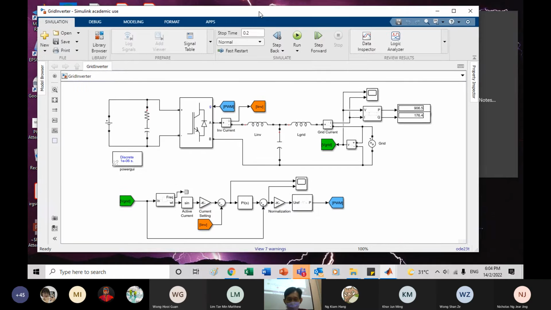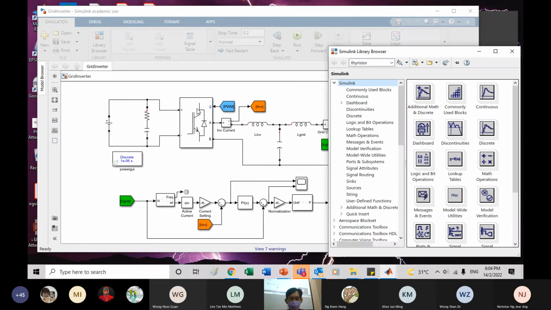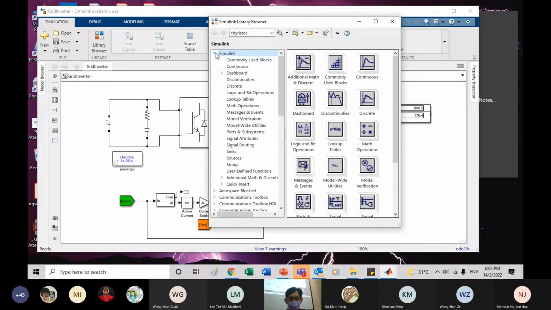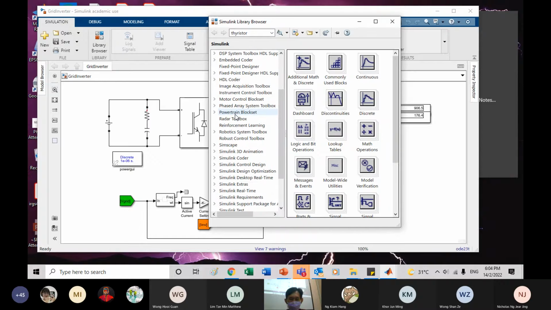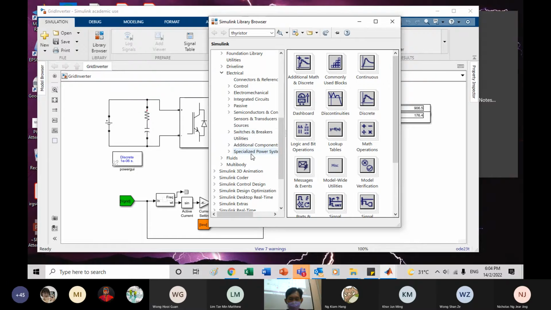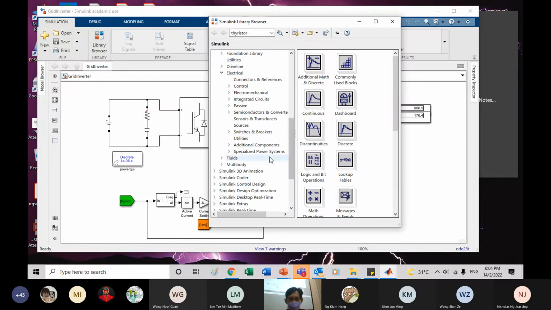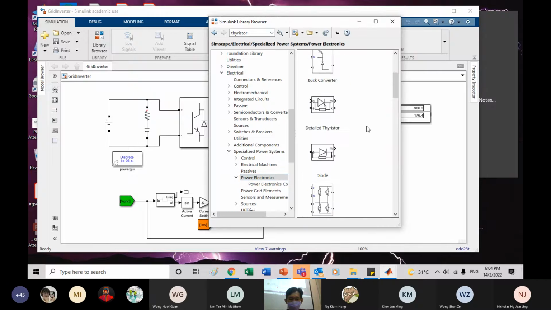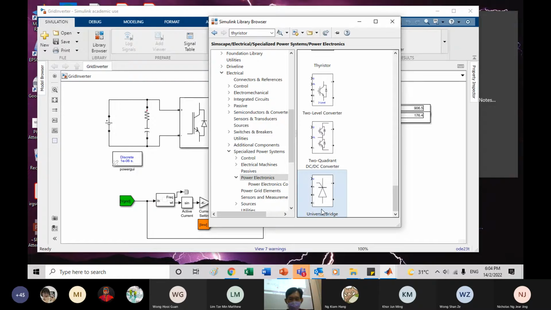Okay, so this is the inverter. Now, you may need to know where to find this block. This block is inside Simscape, Electrical, Specialized Power Systems, under Power Electronics. From here, you go to the last one, Universal Bridge.